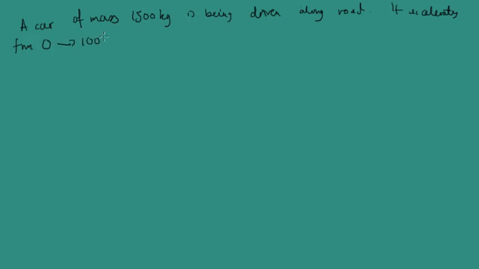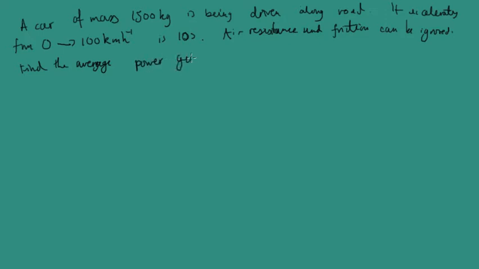A car of mass 1,500 kilograms is being driven along a road. It's a level road, so it's one direction. It accelerates from 0 to 100 kilometers per hour in 10 seconds. Air resistance and friction can be ignored. Find the average power generated.